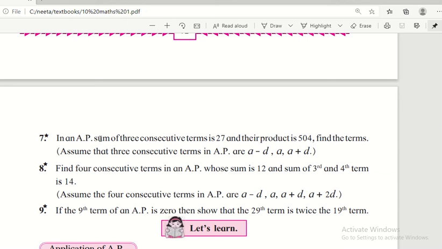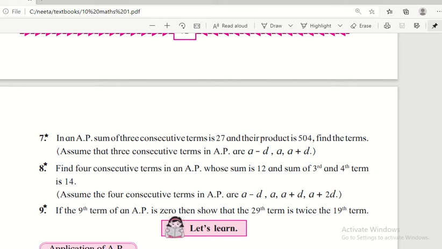Now in an AP, the sum of 3 consecutive terms is 27. That means हमने 3 टर्म लिए हैं consecutive term, जो लाइन में आते हैं उनका सम जो है 27 है and their product is 504, यानी वो तीन टर्म जो है उसको अगर मैं मल्टीप्लाई करती हूँ तो मुझे प्रोडक्ट मिलता है 504 and we have to find the terms. Okay, यानी ये AP ढूंढना है and हमें यहाँ पे दिया है already that assume that the three consecutive terms in AP are a minus d, a, a plus d.